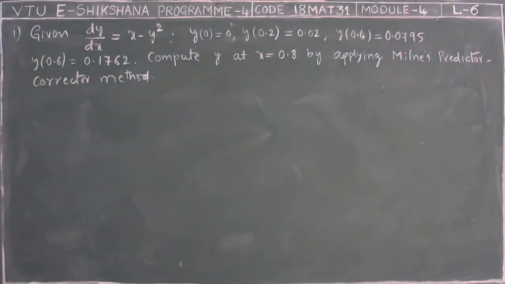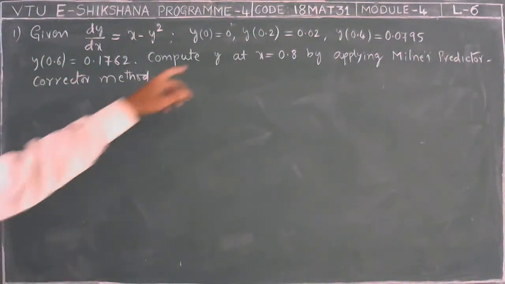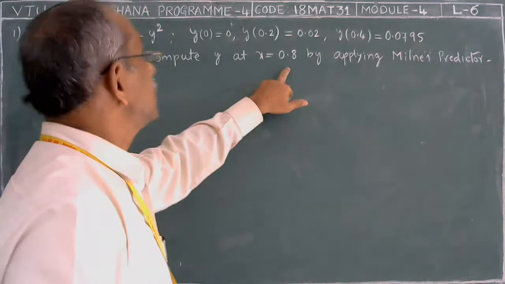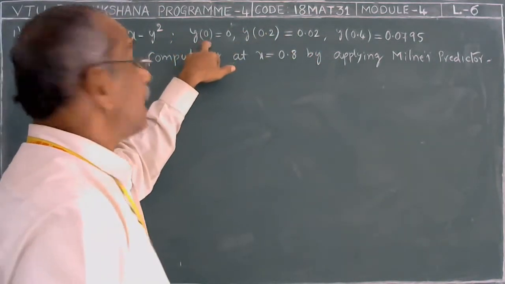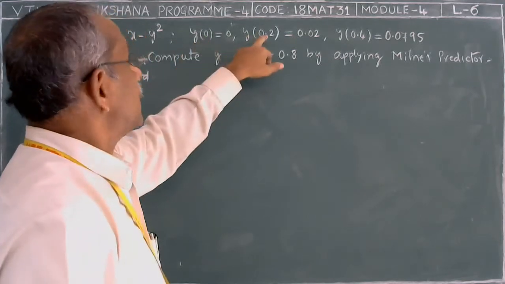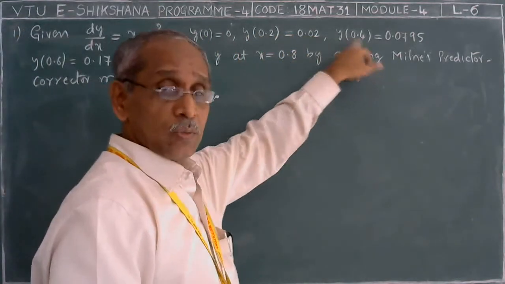So here the question is to find the value of y at x is equal to 0.8, making use of the four values of x: x naught, x1, x2 and x3.